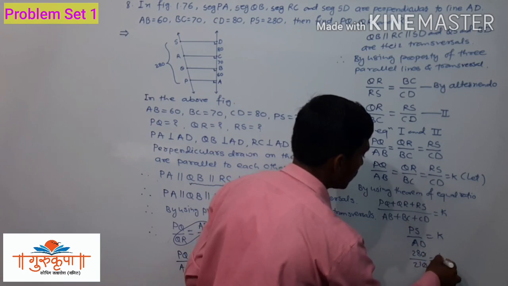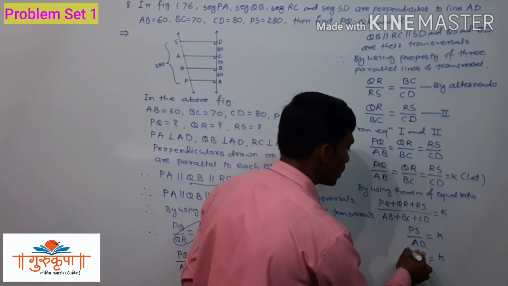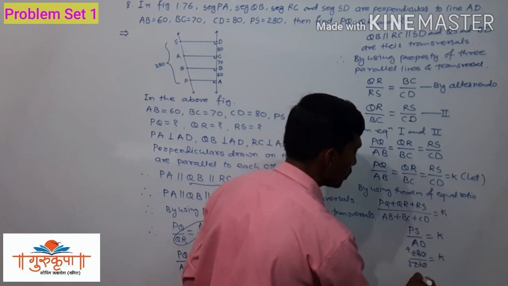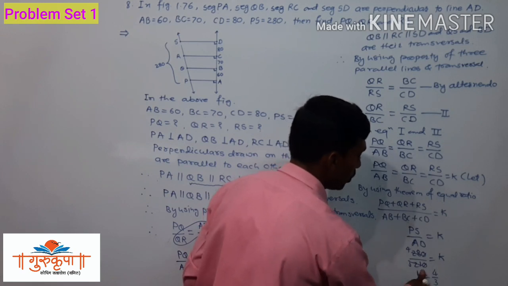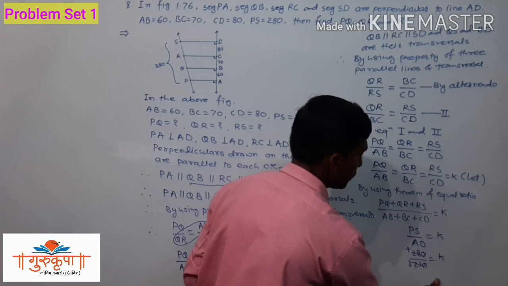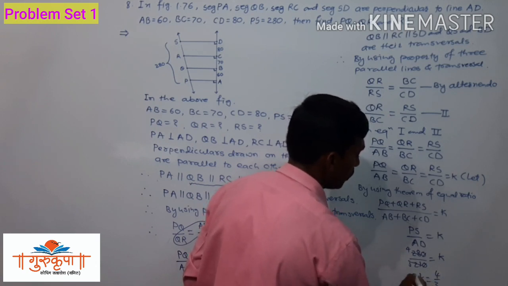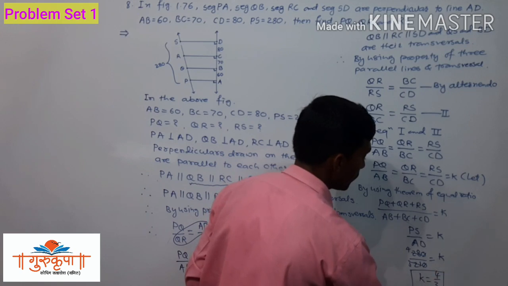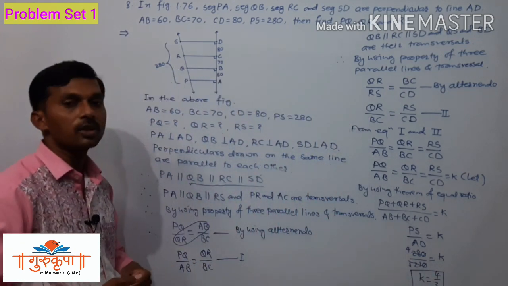Now 0 0 gets cancelled and both the numbers are divisible by 7. 7 4s are 28, 7 3s are 21. So we have K is equal to 4 upon 3. That is a very important value. K is equal to 4 upon 3.